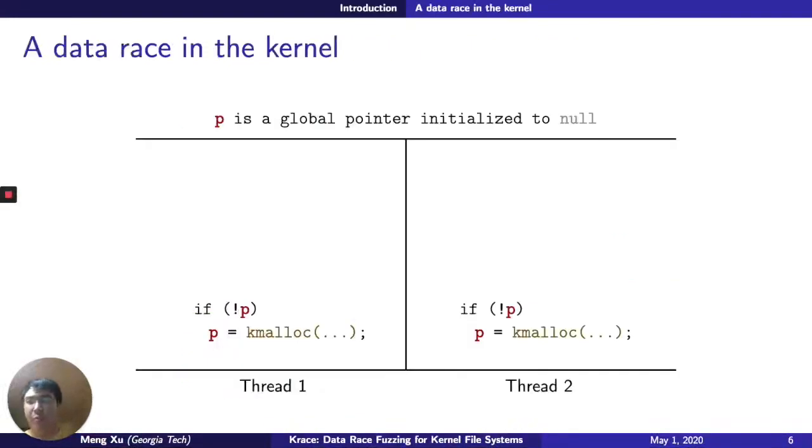Here is one example that we found in the kernel file systems. If the execution flows like this, starting from thread 1 to thread 2 and back to thread 1 and 2, then we see that the pointer p is assigned two values, where the first assignment is actually lost, which means we're going to lose control of the chunk of memory allocated by kmalloc on the thread on the left.